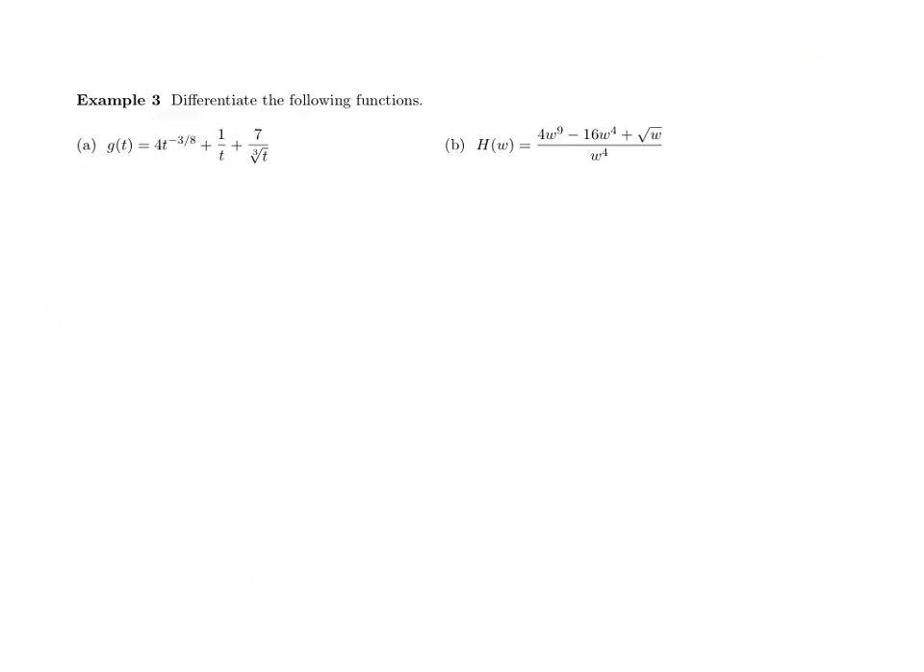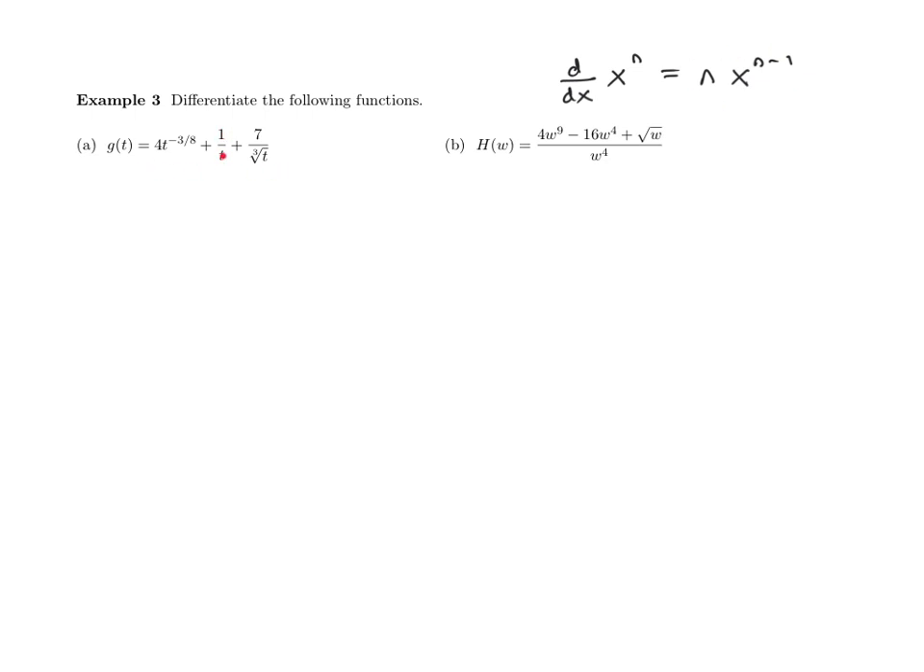All right, let's try these. Differentiate g of t and h of w. So we're still going to be using the rule on the previous slide, which is we're taking the derivative of some variable to a power, which gives us n times x to the n minus 1. But sometimes your function will not be written so it exactly looks like this. If that's the case, that means you have to simplify your expression so it does look like this.